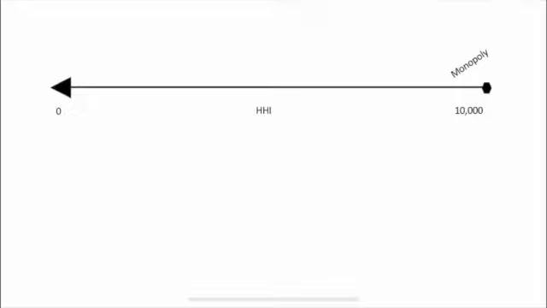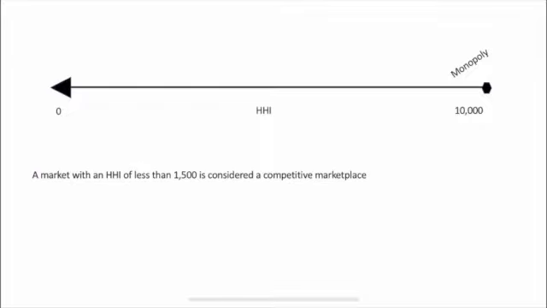So let's look at this particular slide. You will see that we have a range of 0 to 10,000. Well, that is the HH index number line. Now, how did we get 10,000? Do you remember on the previous slide when I stated that the HH index is the market share percentage squared? Well, you also know that 100% of the market share is considered a monopoly. So if you take 100 times 100 or 100 squared, you get 10,000.